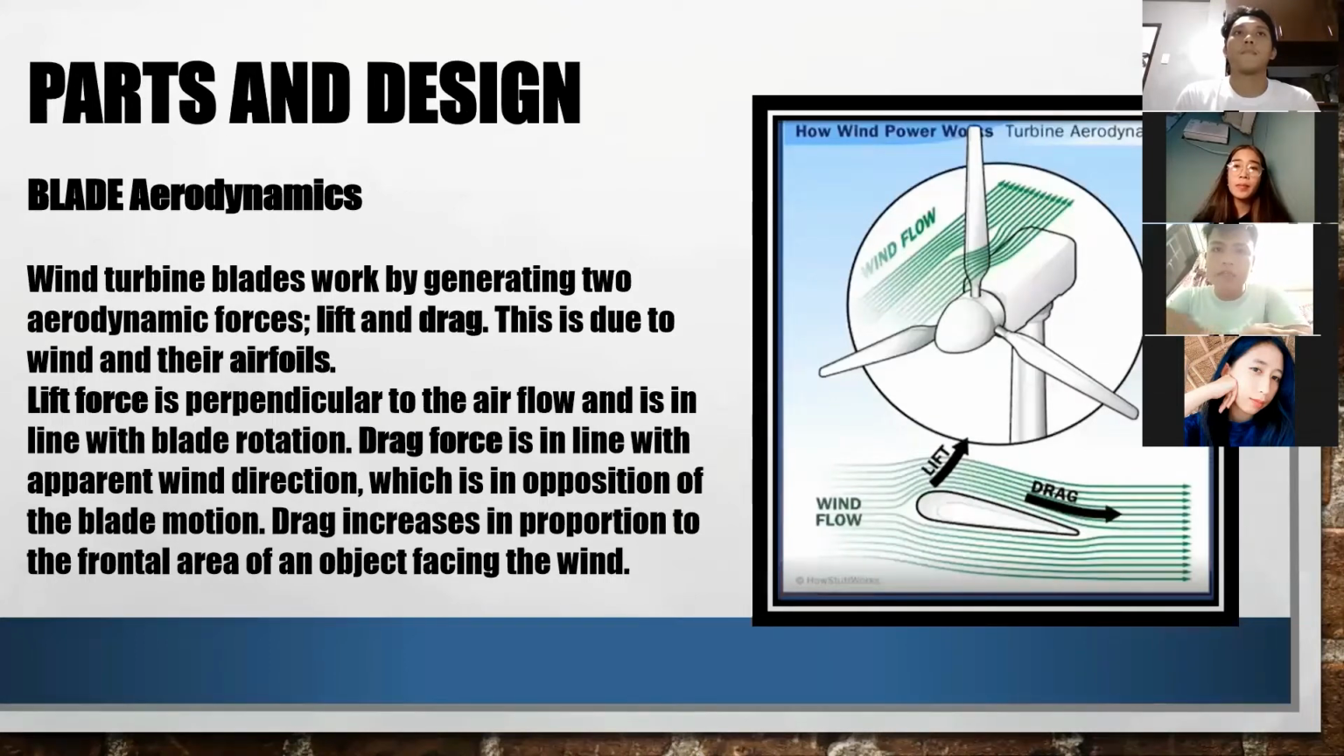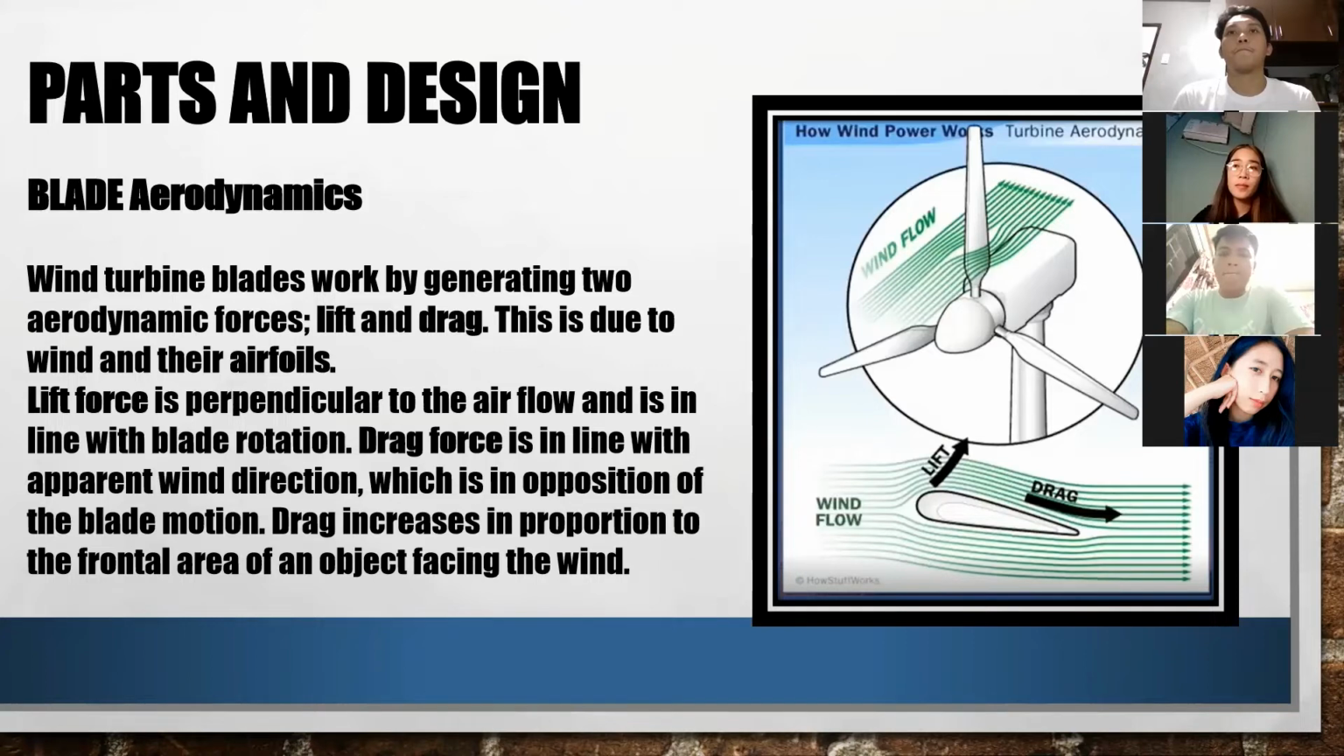Blade aerodynamics. Wind turbine blades work by generating two aerodynamic forces, lift and drag. This is due to wind and their airfoils. Lift force is perpendicular to the airflow and is in line with blade rotation. Drag force is in line with the apparent wind direction, which is in opposition of blade motion. Drag increases in proportion to the frontal area of an object facing the wind.